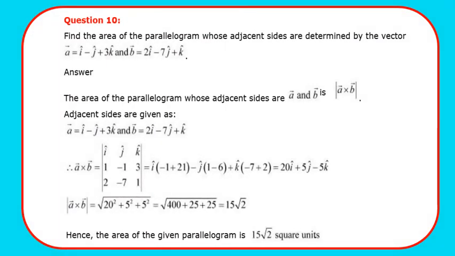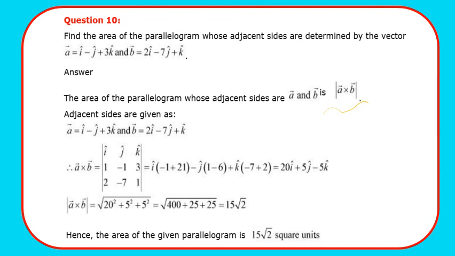Moving to question 10. Find the area of the parallelogram whose adjacent sides are determined by the vector A equals i minus j plus 3k and vector B equals 2i minus 7j plus k. Now the area of a parallelogram whose adjacent sides are vector A and vector B is given by the magnitude of A cross B. So the adjacent sides are vector A, that is i minus j plus 3k, and vector B, that is 2i minus 7j plus k.